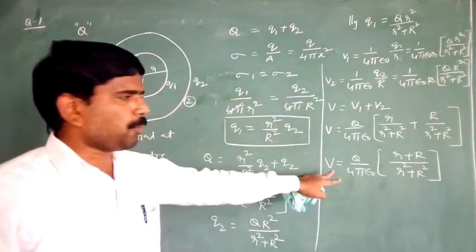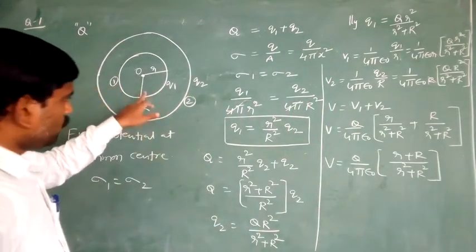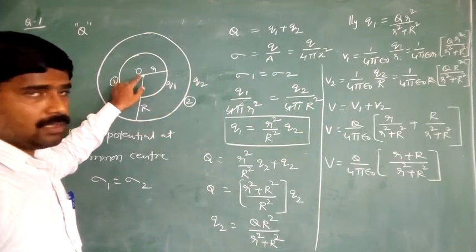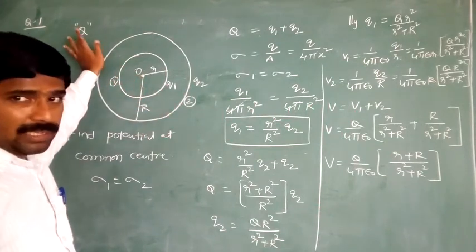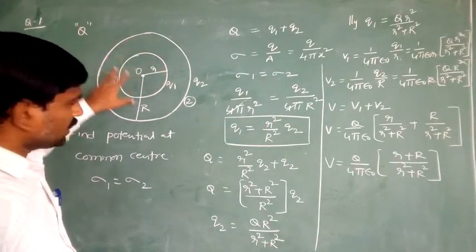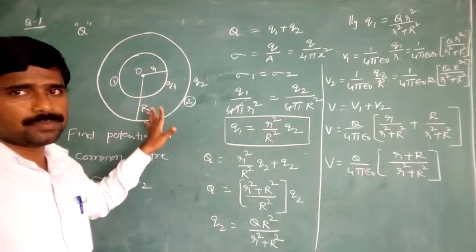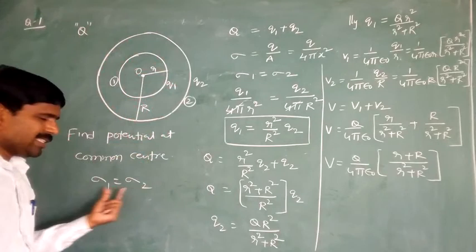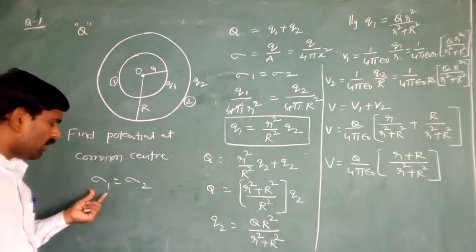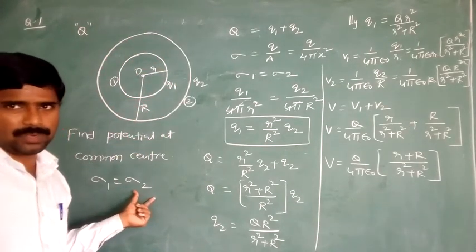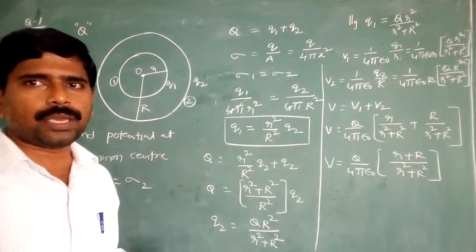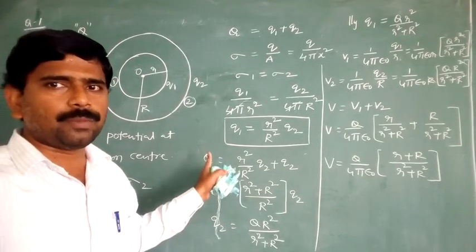So this is the potential due to the two concentric charged spherical shells at its center when the charge capital Q is distributed over the surfaces of the two shells. One more condition they gave: surface charge densities are equal. Sigma 1 must and should be equal to sigma 2. Surface charge densities are equal. Okay, so try to observe this problem.